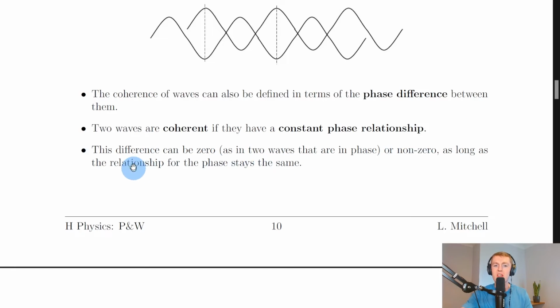It then goes on to say that this phase difference or phase relationship can be zero, as in two waves that are in phase, or non-zero, as long as the relationship for the phase stays the same. So what we're saying is, because the speed, frequency and wavelength are staying the same, we don't want one wave to be able to speed up to catch the other one, for example. The difference between them must stay the same, and that's what we mean by the constant phase relationship. So if two waves are exactly in phase, then we say the phase difference between them is 0. But if two waves are not exactly in phase, then we would say they have a non-zero phase difference. There is some phase difference. But we just want that difference to be constant for coherent waves.